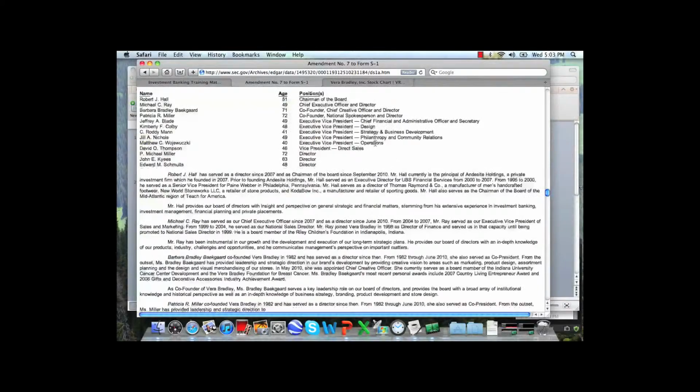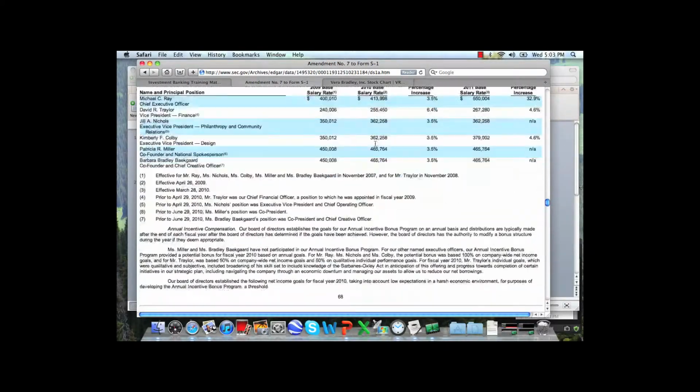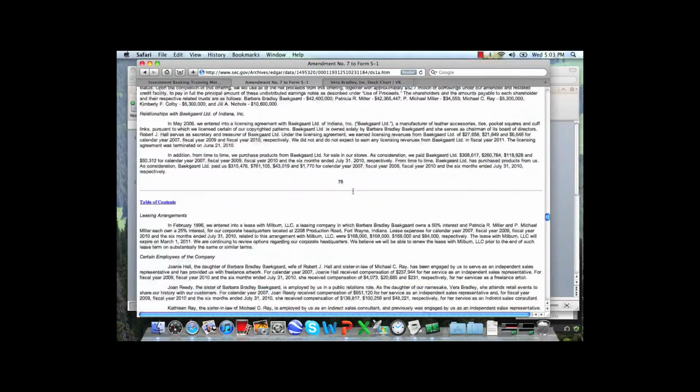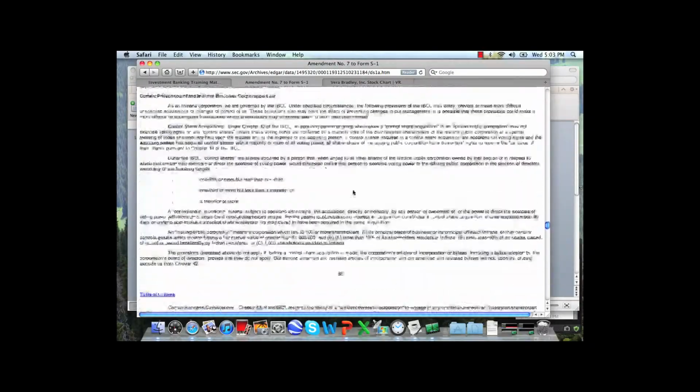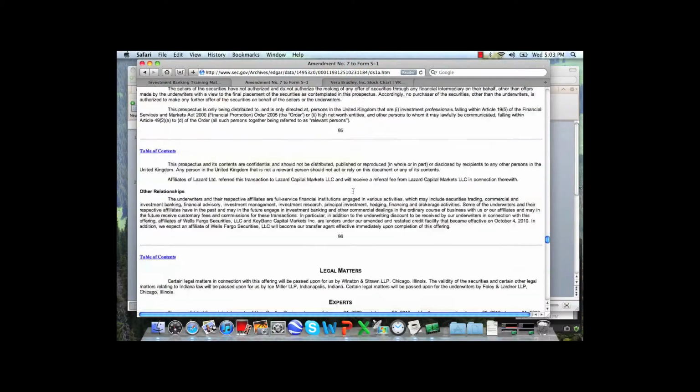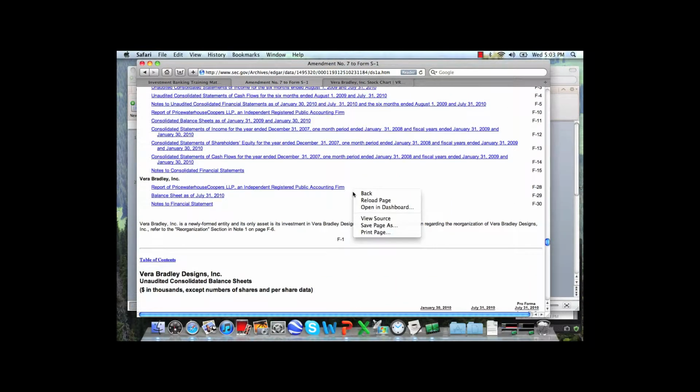And lastly, we're just going to go down to the financial section of the document. So it actually follows the numbered pages, and we'll get into some pages that start with an F, F1, F2, and so on for financials.